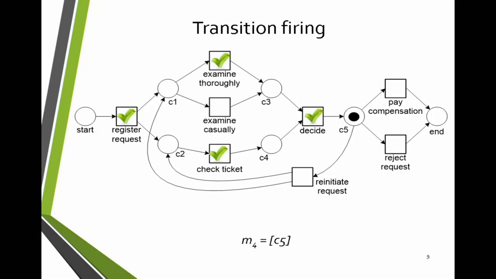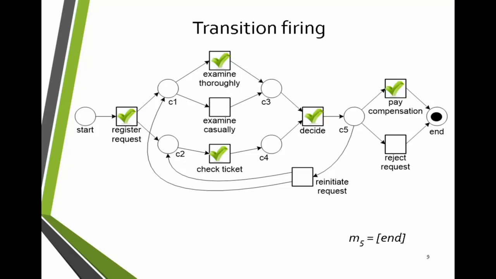So here we fire decide, we get the marking C5. Which transitions are enabled now? Pay compensation, yes. Reject request, and reinitiate request. So we have basically a choice between 3. Again, a construct that we would denote in BPMN with an XOR split, right? Suppose I choose pay compensation. In that case, I reach the so-called end state of my model, the end marking, which is basically only marking with a token in the end place, right? So this is a single execution of my model.